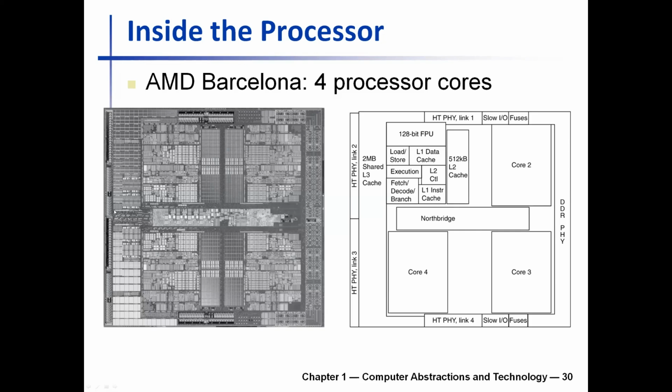We have in the middle here something called the North Bridge. That is the main communication circuitry which lets the level 2 cache connect to the main memory, right? So North Bridge is the main communication circuitry which lets the CPUs connect to the main memory.